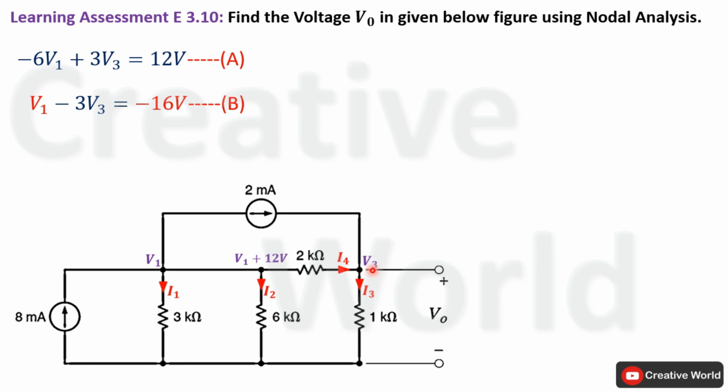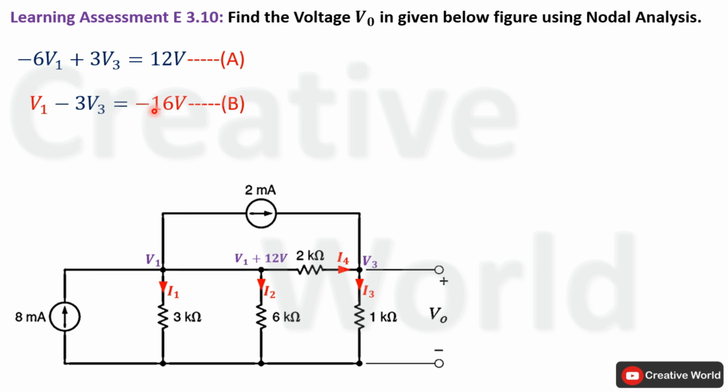We are interested in calculating the value of voltage V3 because it is appearing across the 1 kilo ohm resistance, while V0 is also appearing across the 1 kilo ohm resistance. So indirectly voltage V3 will be equal to V0, and it is the requirement of the scenario to calculate the value of voltage V0. That's why we are focusing on this voltage.